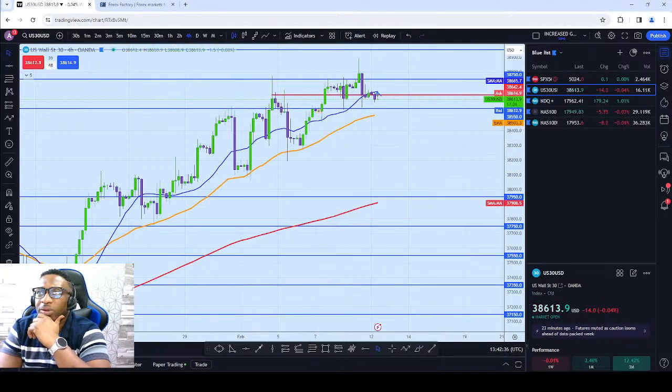So currently this is US 30. We'll just wait and see, because this is the 4-hour time frame. Price is below the moving average, but again it's still in between the 50 moving average and the 20, so still within the range. So we'll see what happens from here onwards.